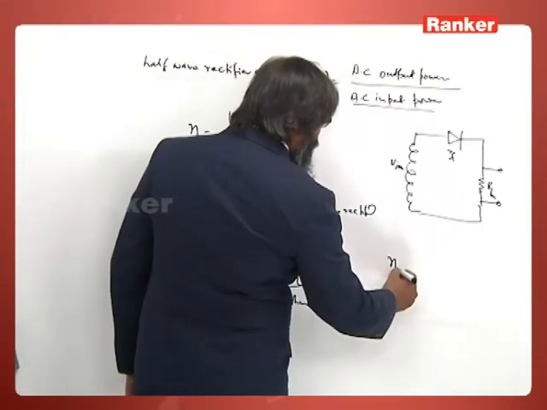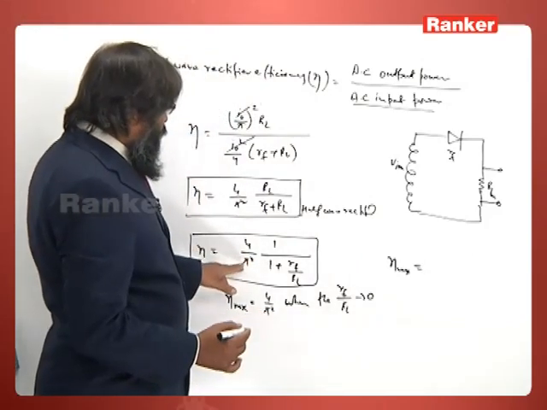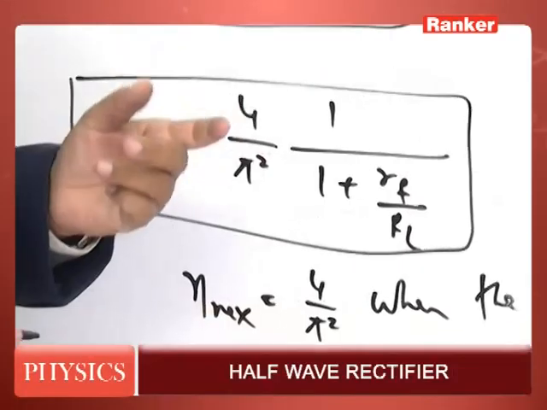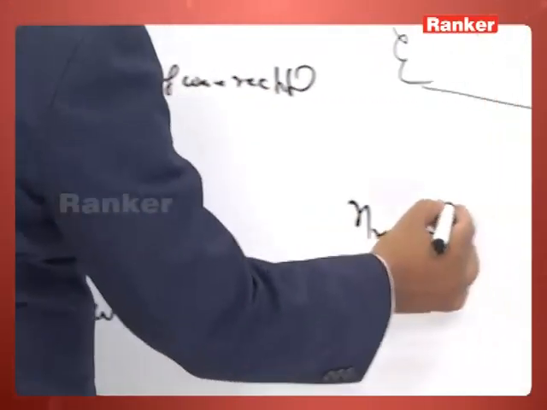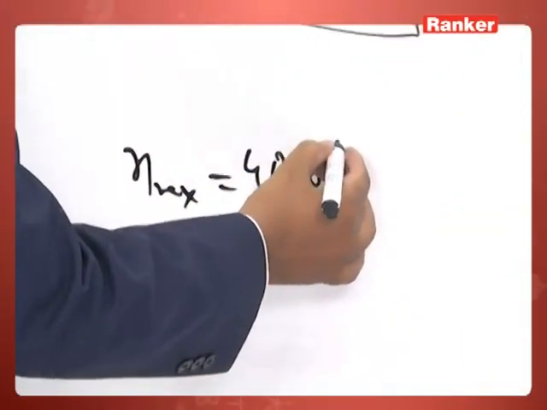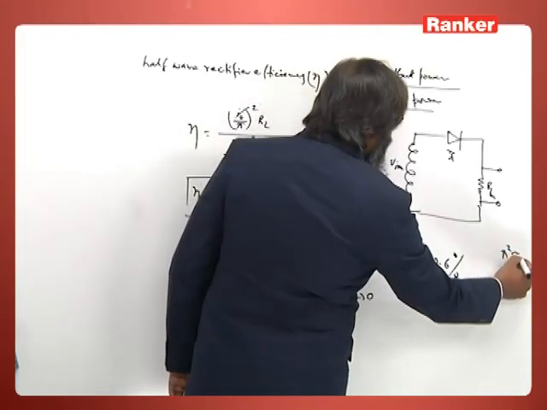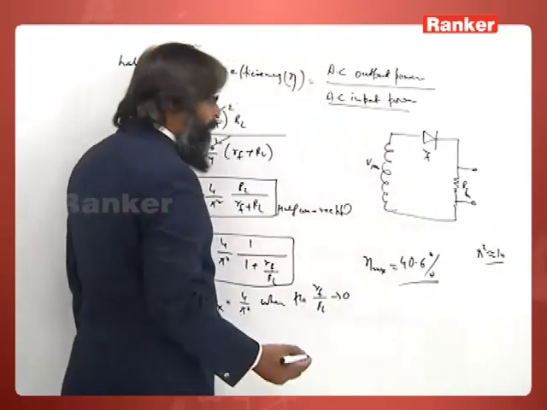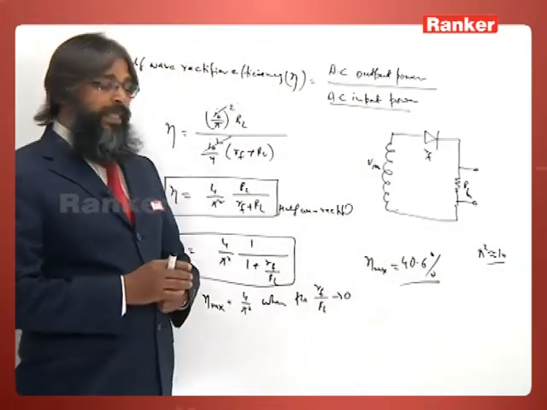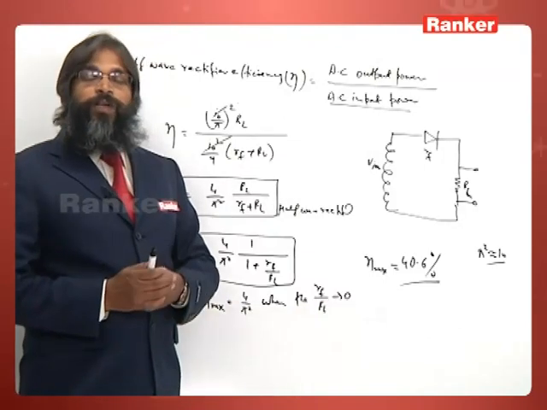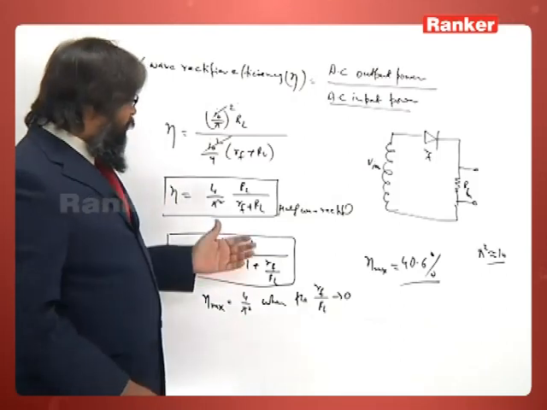So you see, eta max in terms of percentage, you see this pi square is nearly 10, its value is nearly 10. So 40%, it is generally, this is 40.6%. So pi square has a value nearly equal to 10. So the maximum rectifier efficiency for half wave rectification, we got it to be 40.6%. So please take down this.